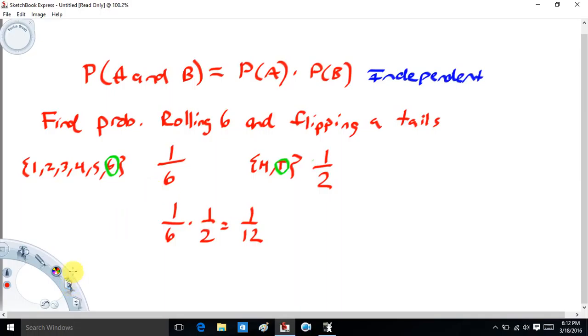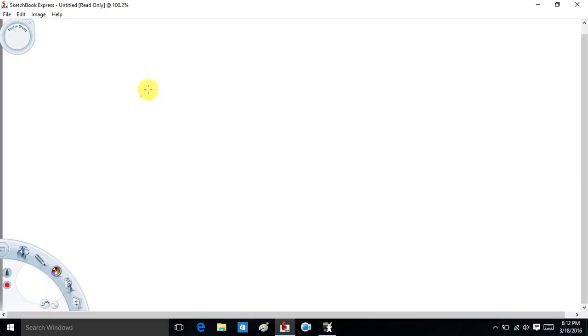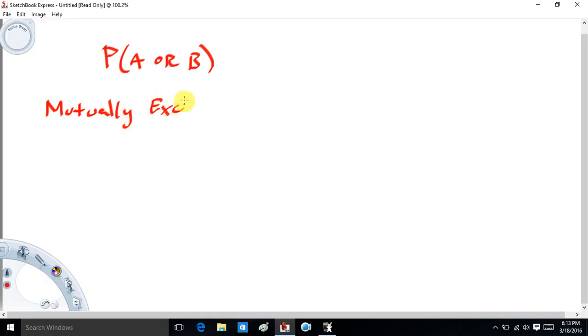So in our first discussion of probability, we had the probability of A or B, if we want to find the probability of one or the other occurring. Before we do that, we need to define the following term: mutually exclusive. The term mutually exclusive means that two events cannot happen at the same time.